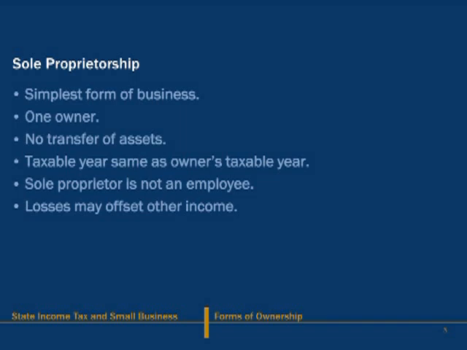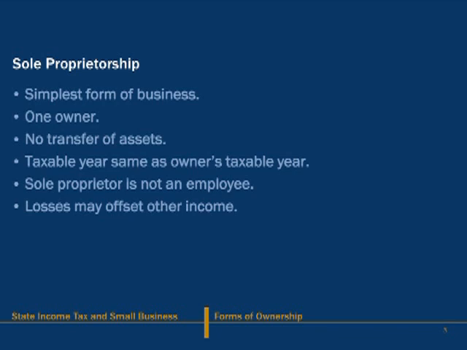A sole proprietorship is the simplest and most common form of business. It has no existence apart from its owner. A sole proprietorship consists of only one individual. Ownership by more than one person creates a partnership. However, a husband and wife can be classified as a sole proprietorship. A business conducted by registered domestic partners must be classified as a partnership.